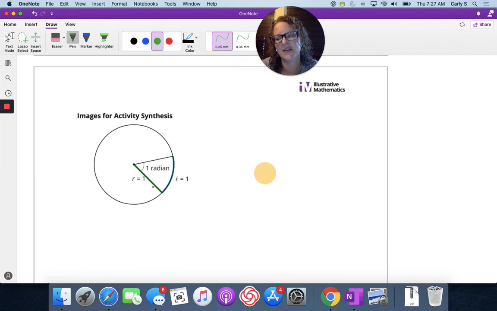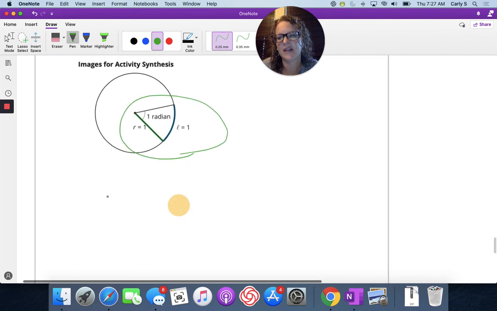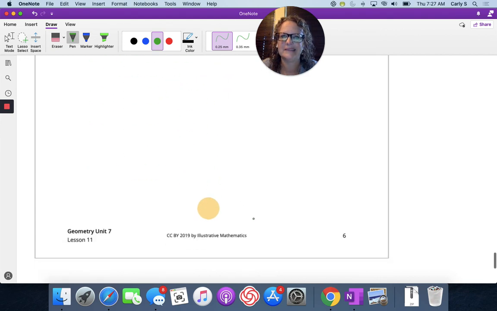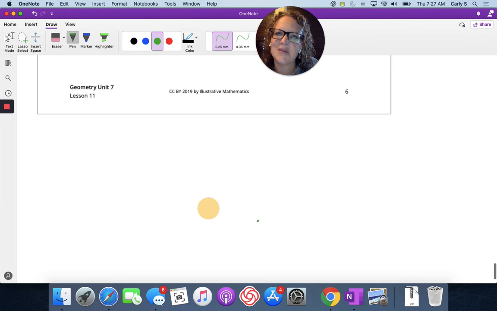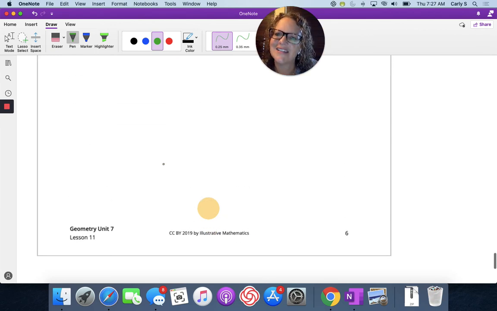Okay, here's a very good example. The central angle is 1 radian on this example because my arc length is 1 and my radius is 1. I feel like that's sort of a wah, wah, wah for this lesson, but that's okay. We're good.